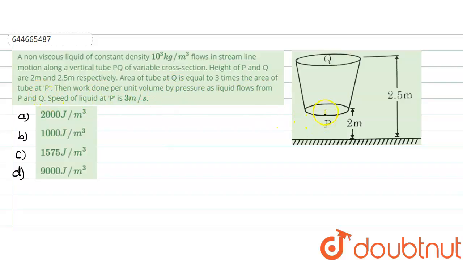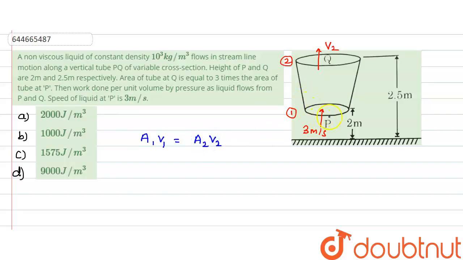While water is flowing from here to here, what is the work done by the pressure? Now the speed at P is given as 3 meter per second, at this junction. So first we need to determine the speed at this point. How can we find it? Let's say this is our first and this is our second cross section, and this would be our V2. So we can directly apply the continuity equation. What does continuity say? A1 V1 equals A2 V2.